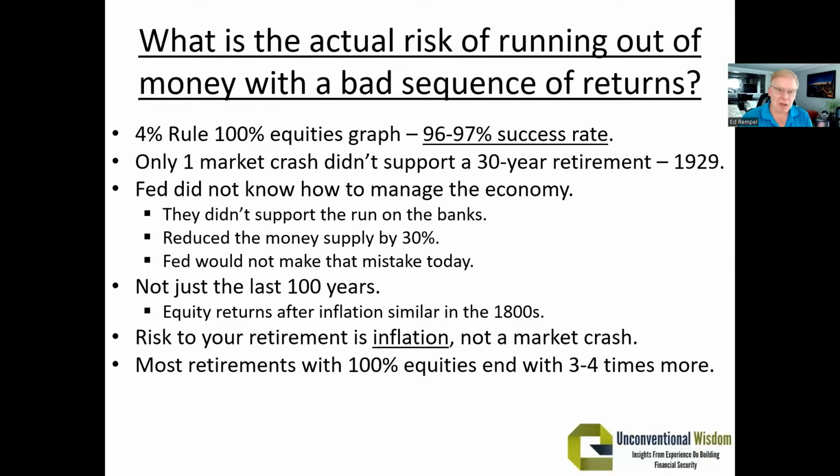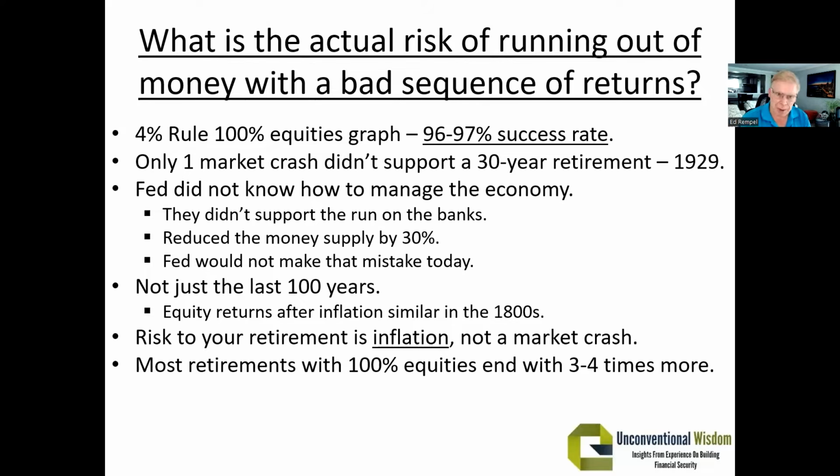And my opinion is if the Fed hadn't reduced the money supply, 1929 would have been an ordinary bear market with an ordinary recovery, and we wouldn't have had this huge depression. That's what actually caused it. The Fed wouldn't make that mistake today. So it's the only time it's happened in the last 150 years, and it was mostly because of a Fed error, which they wouldn't make today.